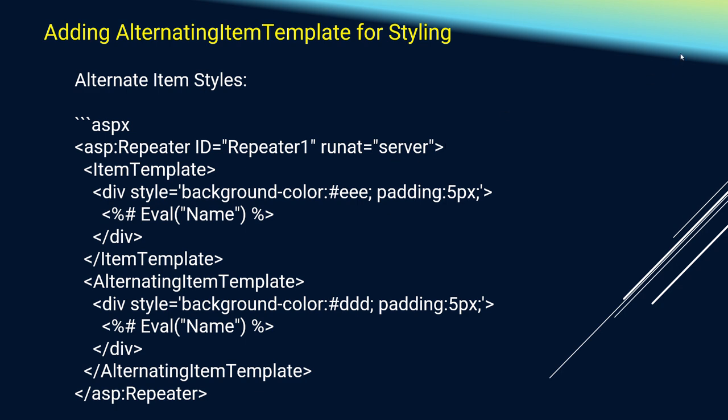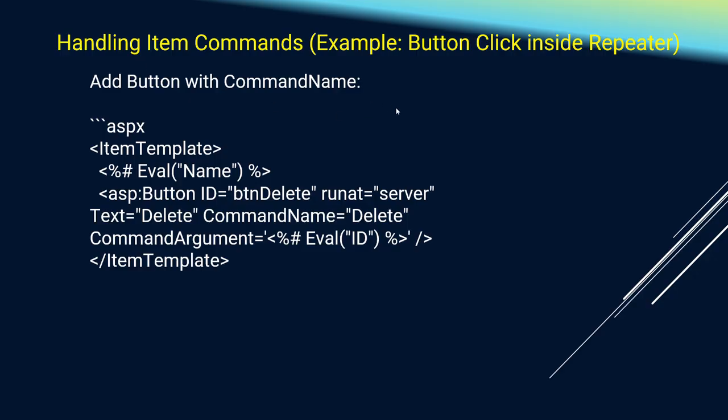You can add buttons inside the repeater and handle commands like edit or delete. Set CommandName and CommandArgument properties to identify the action and the item. Then handle the ItemCommand event in code behind to respond accordingly.